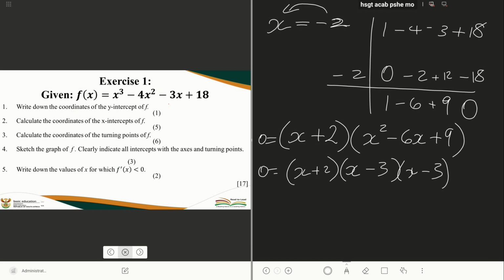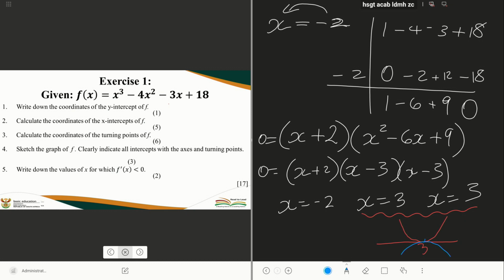So my x-intercepts in this function are x equal to negative 2, x equal to 3, x equal to 3. When I have equal x-intercepts, how can I explain this? If I'm having equal x values of x-intercept, it means I'm having a turning point there at x equal to 3. It can be going down like that. But there, I now have my turning point. So let's continue.